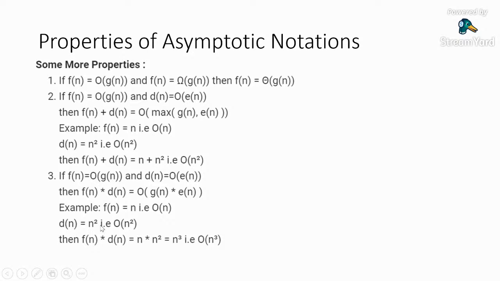See, same example that we are taking. This is n, this is n square. So if we multiply these two, f of n is multiplied to d of n, then it becomes n multiplied by n square, so that is n cube, so it is nothing but order of n cube. So these are the properties of asymptotic notations.